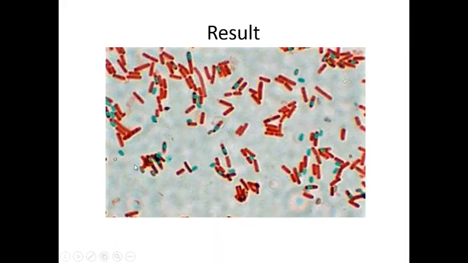You can see here a clearer result of the endospore staining. This one is the cell, and in the middle there is a green colored body. This green color is nothing but the endospore.